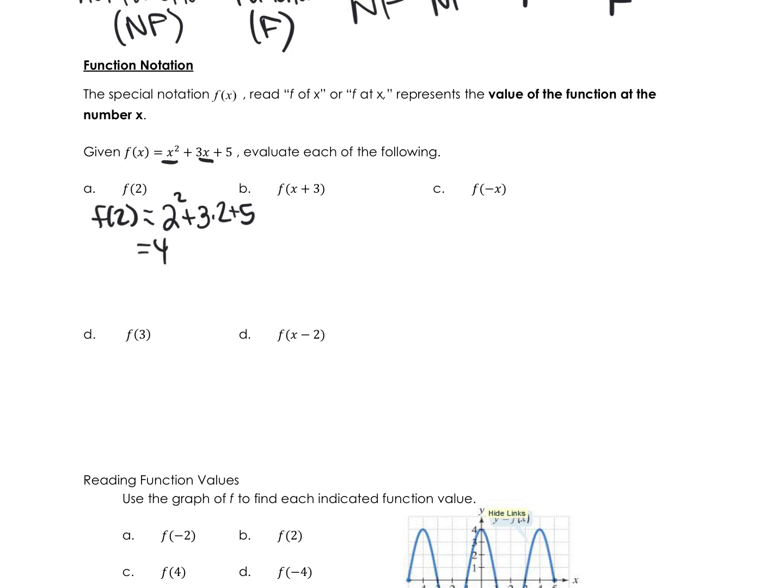2 squared is 4. 3 times 2 is 6. Plus 5, that'll give you 15. So f of 2 is 15. Do you remember evaluating functions like that? A little bit? Okay, so not bad when it's a number.